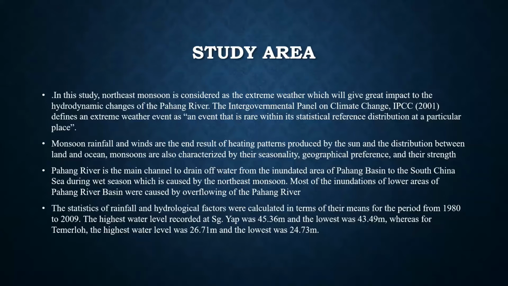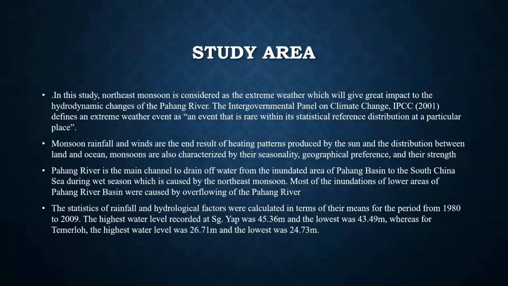The statistics of rainfall and hydrological factors were calculated in terms of their means for the period from 1980 to 2009. The highest water level recorded at Sungai Yap was 45.36 meter and the lowest was 43.4549 meters. Whereas for Temerloh, the highest water level was 36.71 meter and the lowest was 34.73 meter.